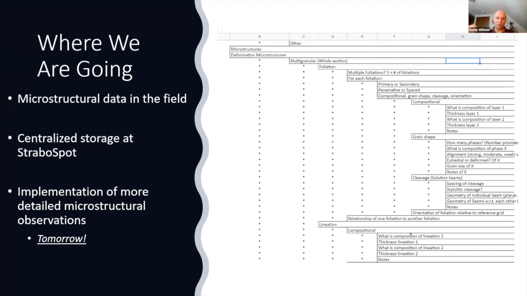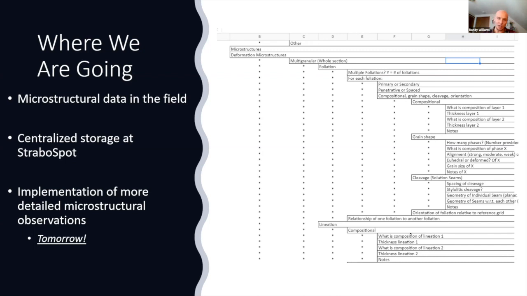And that's part and parcel effectively of getting centralized storage going on the Strabo Spot server, where we'll start actually pushing our microstructural data and images to the server to be stored where other people will be able to find them. And also, of course, the thing that most of you are probably the most interested in is implementation of the more detailed microstructural observations you might want to make.